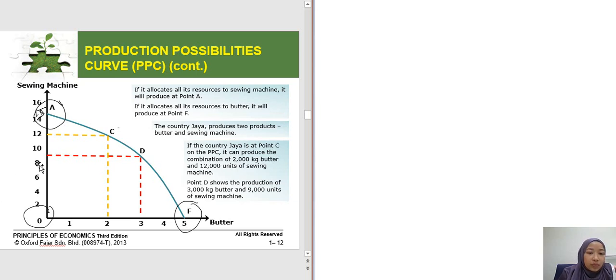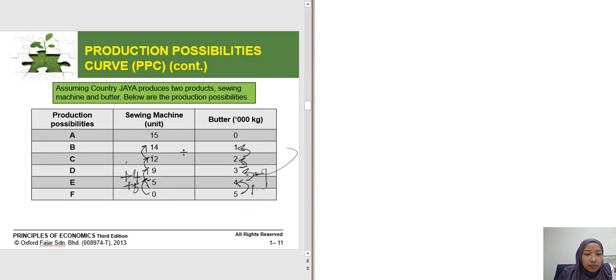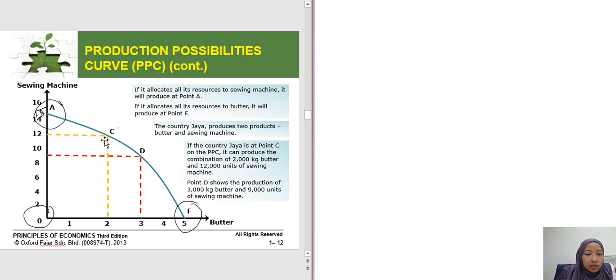But Country Jaya produces 2 products. So they will produce 2 products. So they have to make choices. If Country Jaya is at point C on the PPC, it can produce a combination of 2000 kg butter and 12,000 units of sewing machine, which is from here. Point C, this row. So this is point C.